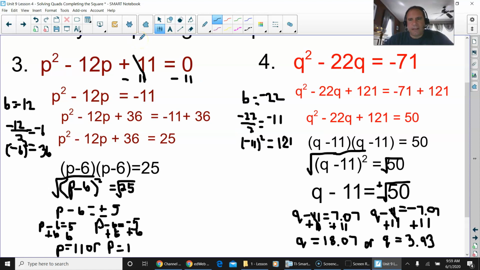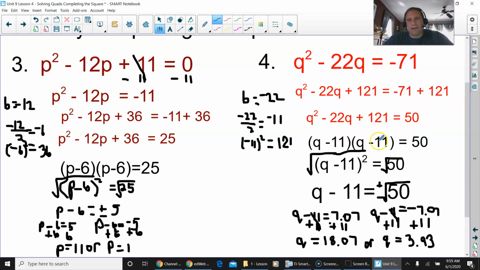Okay, so we have q squared minus 22q equals negative 71. I divided the negative 22 because it's the b, it's the coefficient. You divide it by 2, you get negative 11, and negative 11 squared is 121. 121 gets added to the left side and also gets added to the right side. When you add 121 to the left side, this is what you get, and then you get 50 on the right side because negative 71 plus 121 is 50.